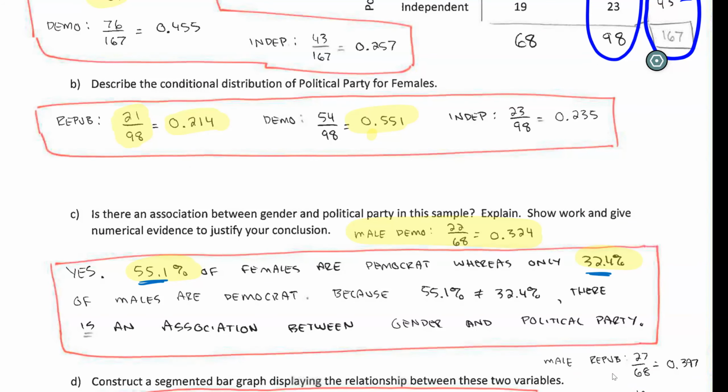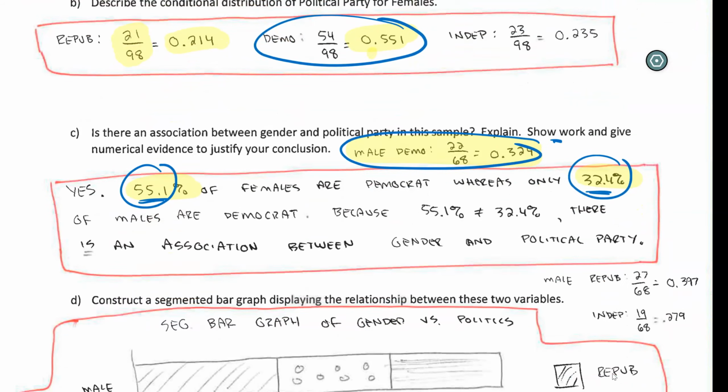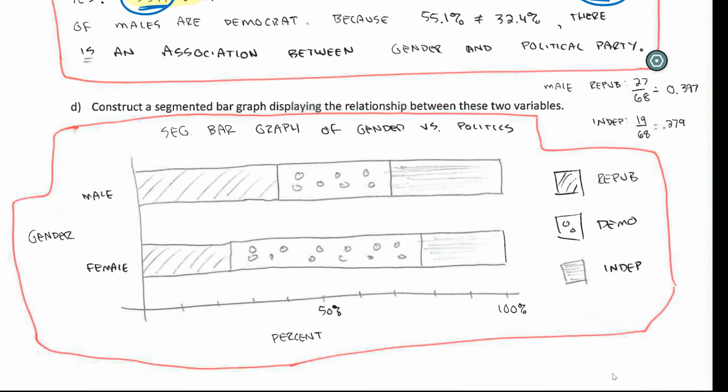Now, I didn't need to show it here. I had it shown here and I had it shown up there. As long as you showed it somewhere in your solution, you don't need to write it down again. Okay, but that's the show your work. And then these are the specific values. Because 51% is not the same as 32%, therefore there is an association between gender and political party.